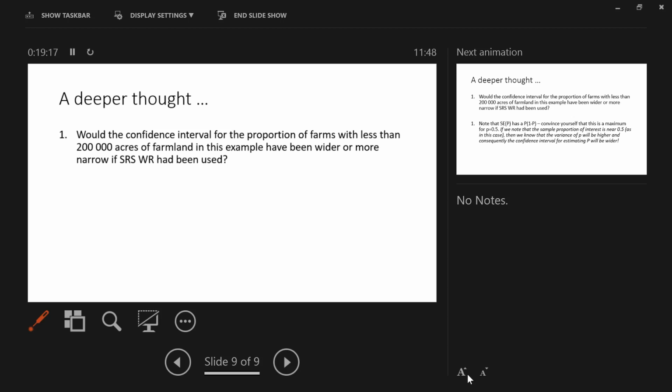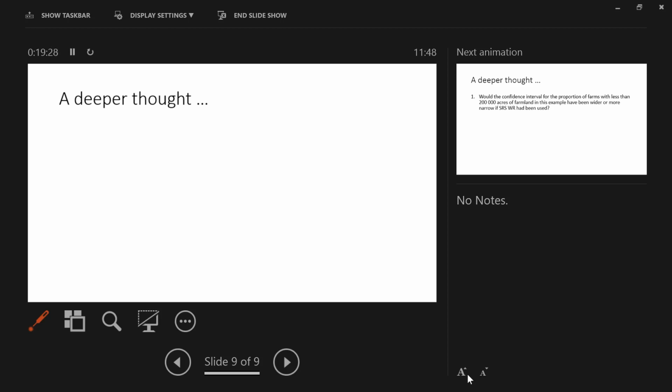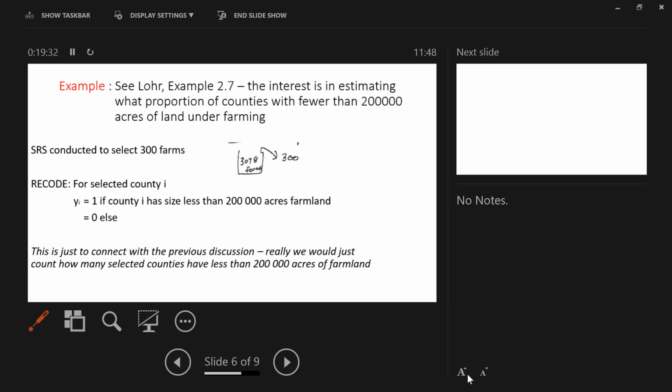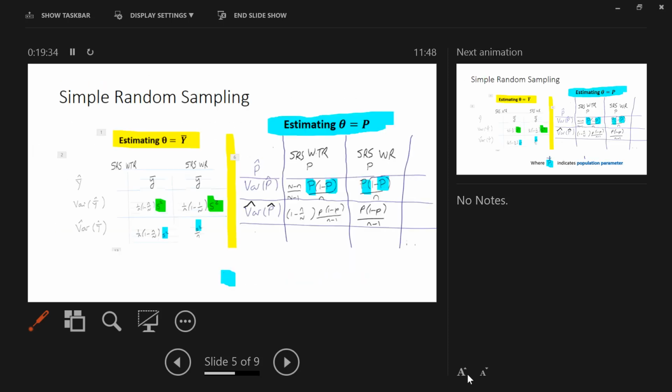Without, okay? Without must always be better because you've got 300 different values. If you're replacing, there could be one with lots of farmland and you took it twice. Then it's not as right. It's not as fair. So let's quickly look at the formula. You must look. That's why it's not a 50-50 guess.